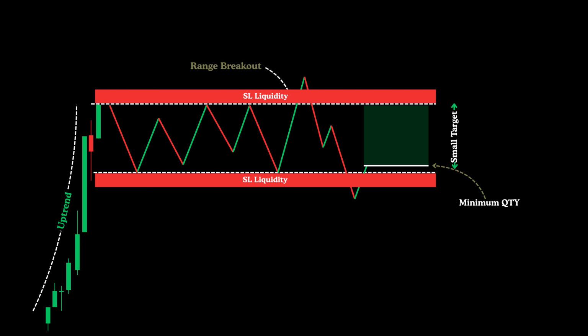Conclusion: liquidity traps frequently appear in sideways markets. If you identify these patterns, you can benefit from the volatility instead of falling into the trap like others.